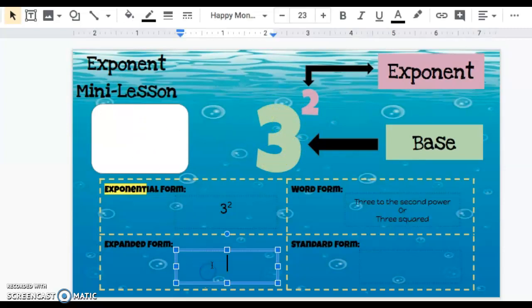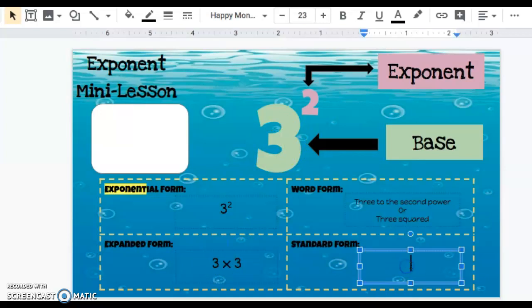So to do so, like I told you, that exponent tells you how many 3's you're going to have. You're going to have 2 3's, and the operation you use is multiplication. So you're going to have 3 times 3. You do not, I repeat, you do not do 3 times 2. You will never, ever, ever do that. It's always that base number that you use when you are multiplying. So it's always going to be 3 times 3.